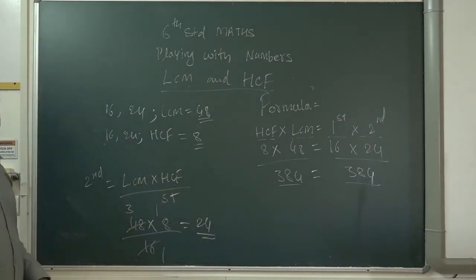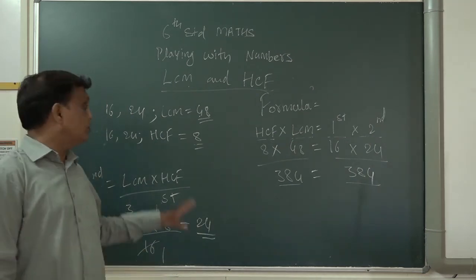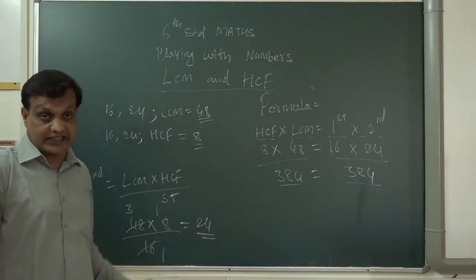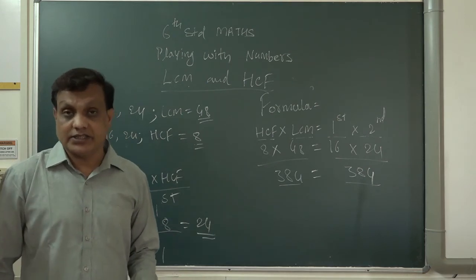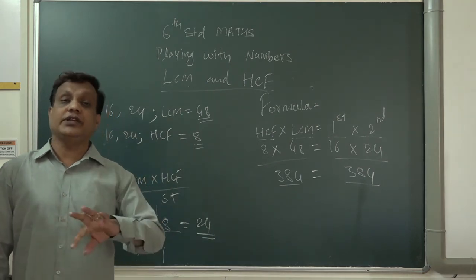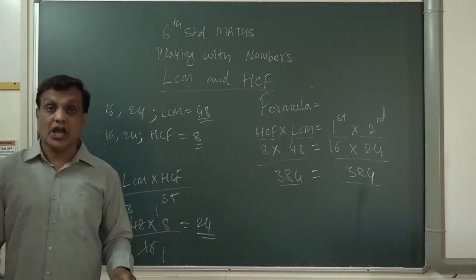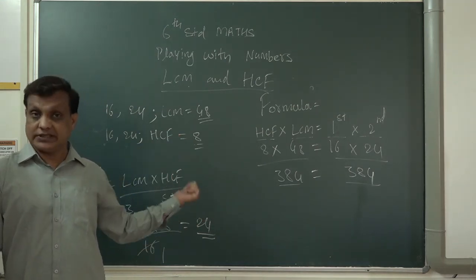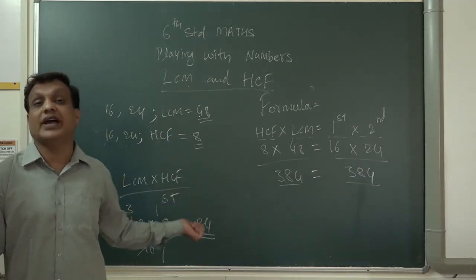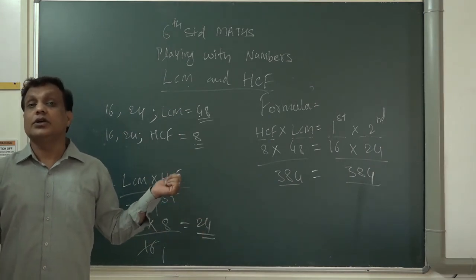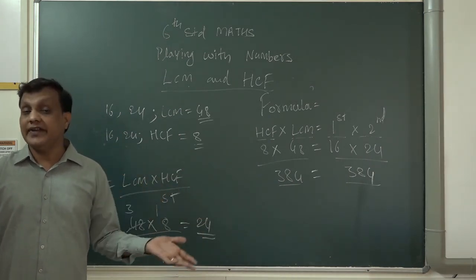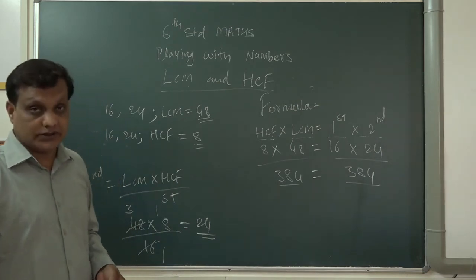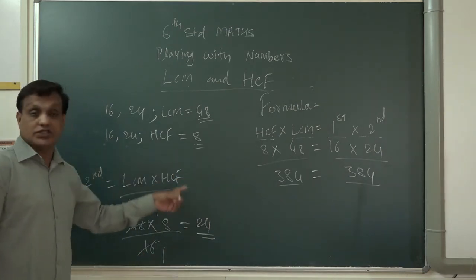So we learned how to find the LCM and how to find the HCF. After finding that, sometimes they will give the LCM and the HCF. Out of 2 numbers, they will give 1 number and not give the other. So this formula will help us to find the unknown number that we are finding. So this was that formula.